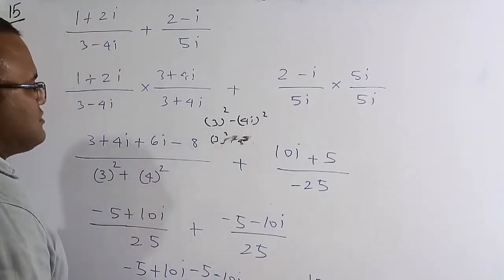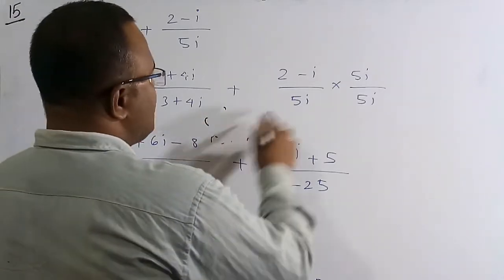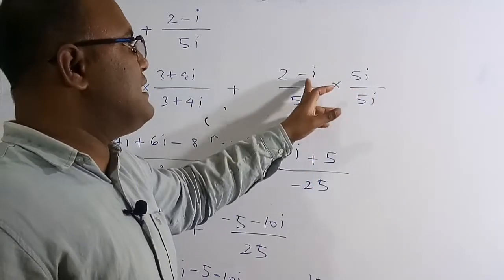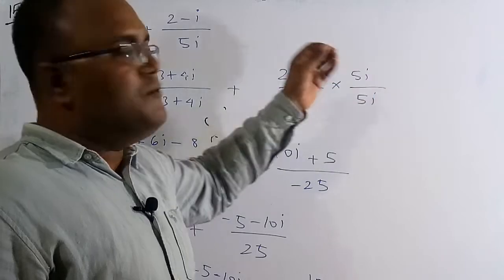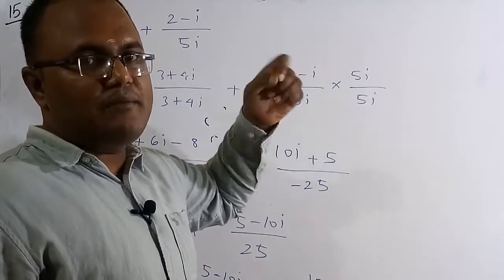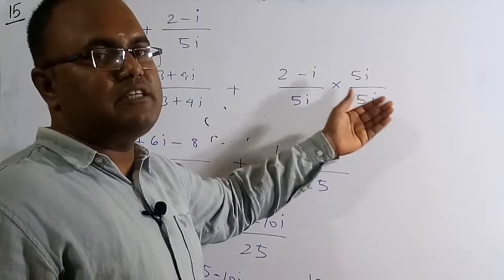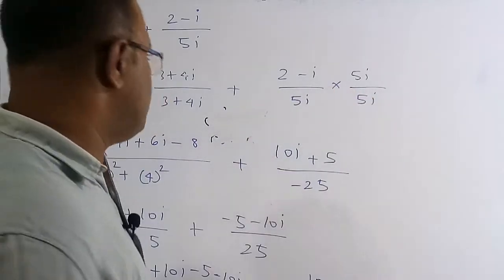So same thing you have written, 3 square plus 4 square, and here do the multiplication. We are going to get 2 into 5i is 10i, and minus i into 5i is nothing but minus 5i square, but i square is minus 1, so therefore you are going to get plus 5. 5i whole square, which is nothing but minus 25, so therefore minus 25.